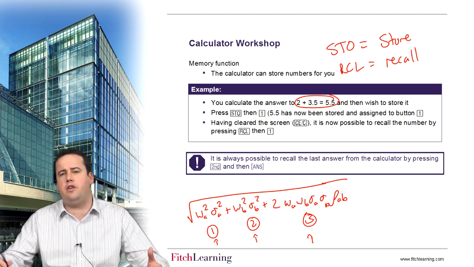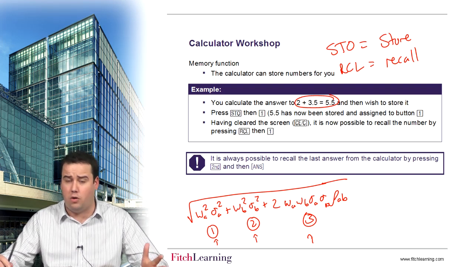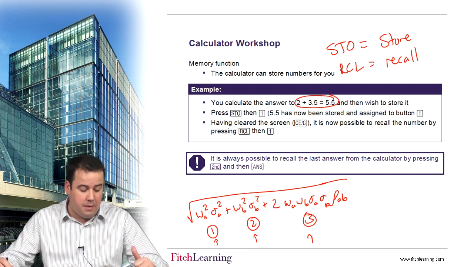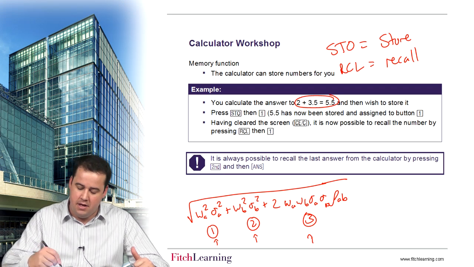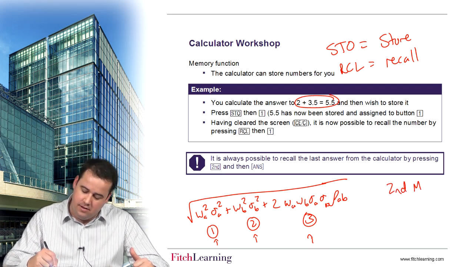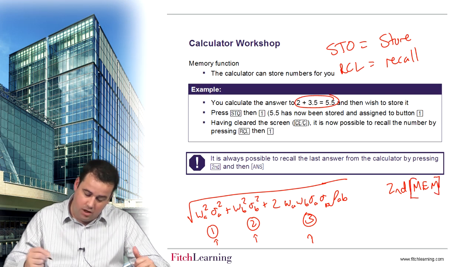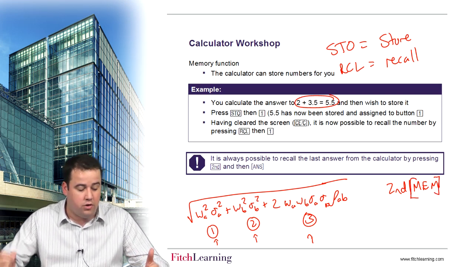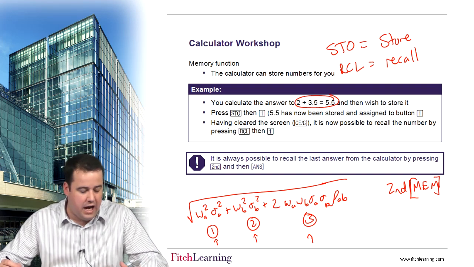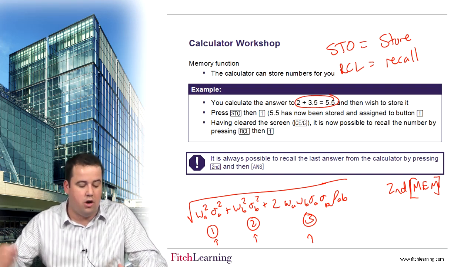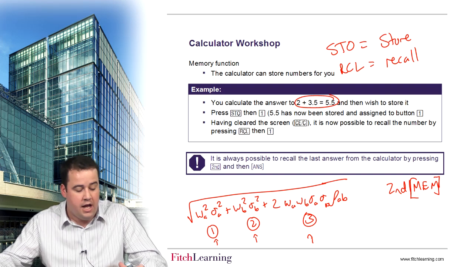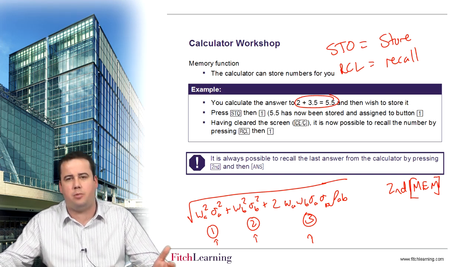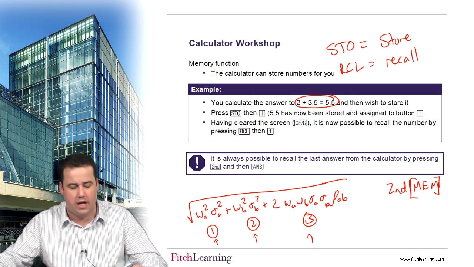Let's say that you've stored a few numbers in there and you've forgotten where you've stored them. If you see above the zero button, it says MEM. If you hit second MEM, your calculator will say M0. If you use the up and down arrows there, you can go between M0 and M9. If you go to M1 using the arrows, M1 says 5.5. So this is a useful way for storing things in your calculator.